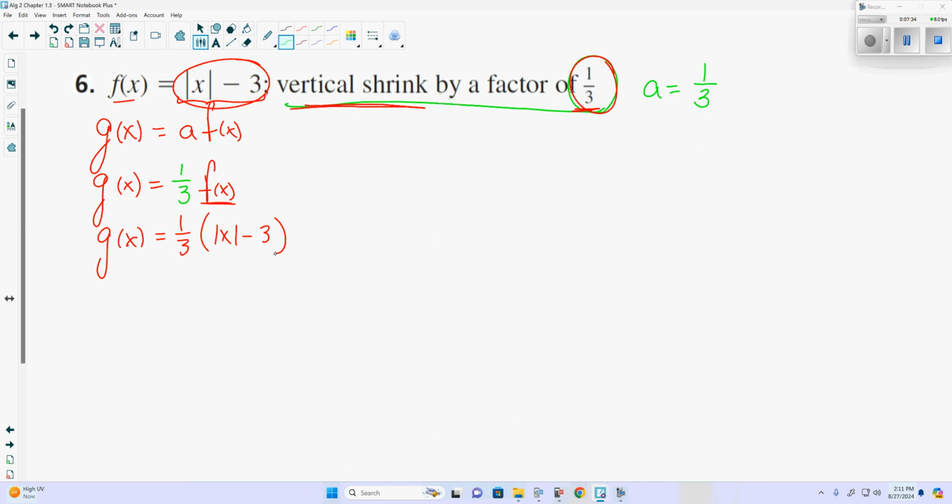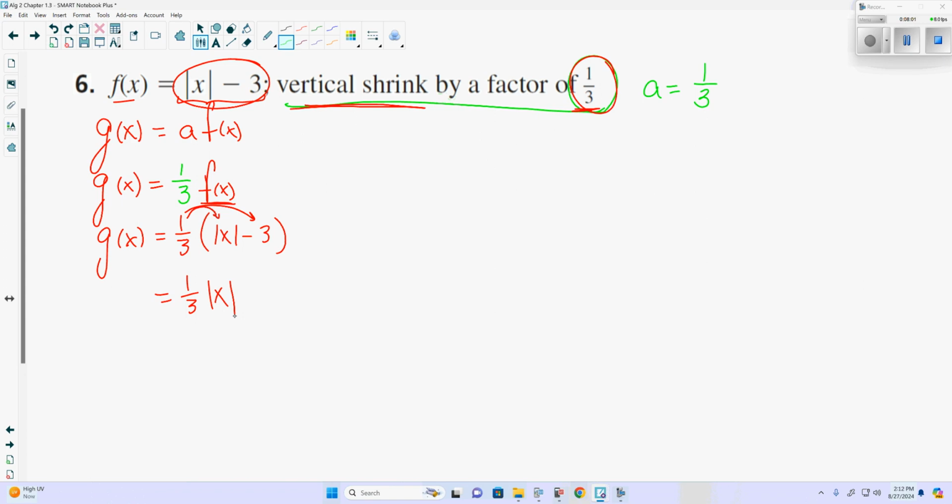Questions on what we've done so far? Now, the last thing we need to do is simplify. I need to apply this 1/3 to every term inside the parentheses. Now, our 1/3 times the absolute value of x. We're not going to multiply through what's inside the absolute value. It just goes right in front.